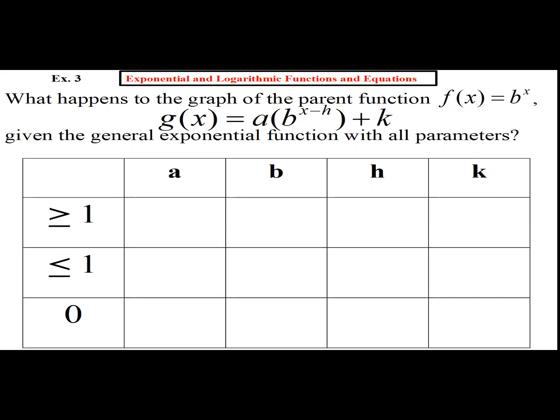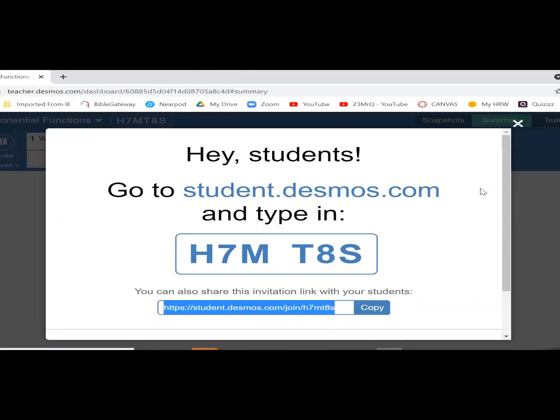All right. So now once you copy that, here we go. I want you to open up a new browser on your computer or your electronic device. And I want you to type in the browser student.desmos.com. And then your code is H7MT8S. And then you're going to log in with your first name and your last name. Do that right now.